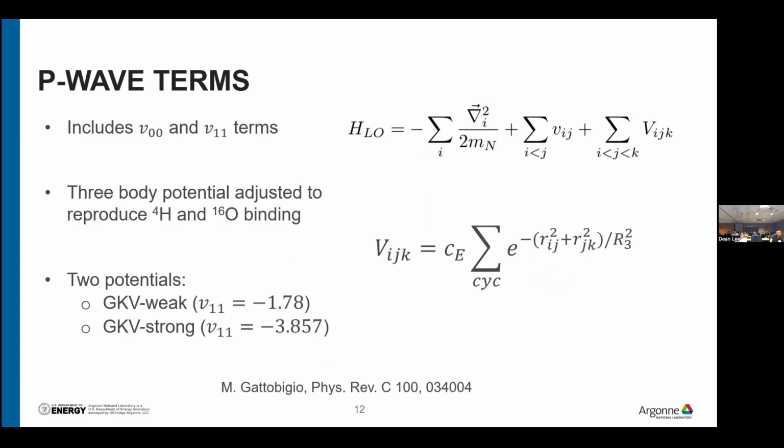Gandolfi et al. looked at this potential already, at least the 2-body version is exactly like ours. So we took their range of V11 values and just looked at the weakest and strongest ones that they included to get some sort of range on this potential.